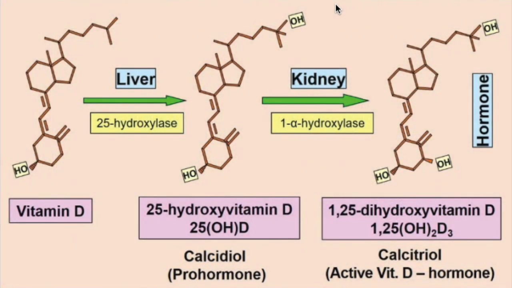Hydroxylation is an oxidative process facilitated by enzymes called hydroxylases that convert CH groups into COH groups. The first hydroxylation takes place in the liver on carbon 25 to form the prohormone 25-hydroxy-vitamin D, also known as calcidiol, but most commonly referred to as 25-OHD. The second hydroxylation takes place in the kidneys on carbon 1 to form the hormone 1,25-dihydroxy-vitamin D, also known as calcitriol, which is the fully activated form of vitamin D.